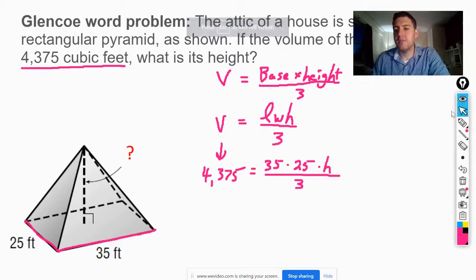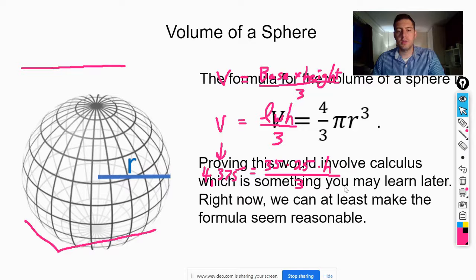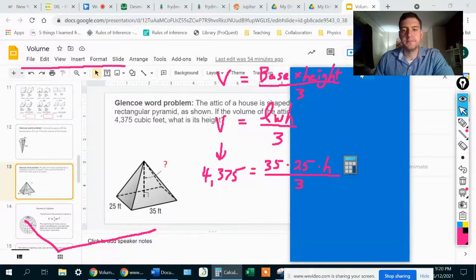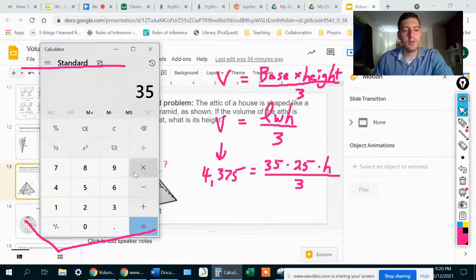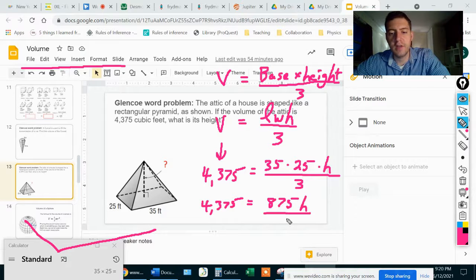So there are a couple of different ways of solving this equation here for H. What we could do is multiply 35 by 25. And I am just going to use a simple calculator for that. So 35 times 25 is 875. So we have 4,375 equals 875 times h divided by 3.